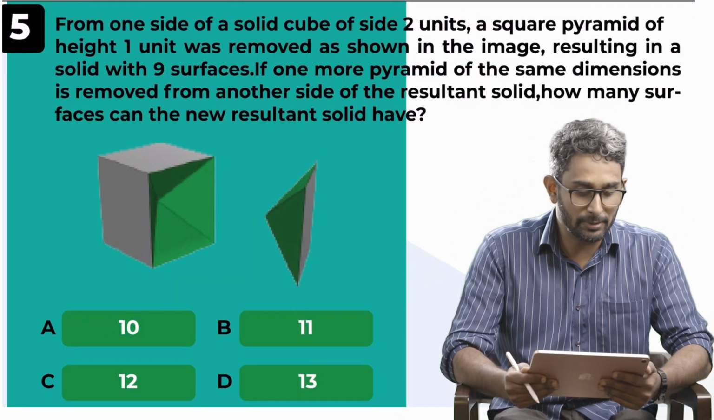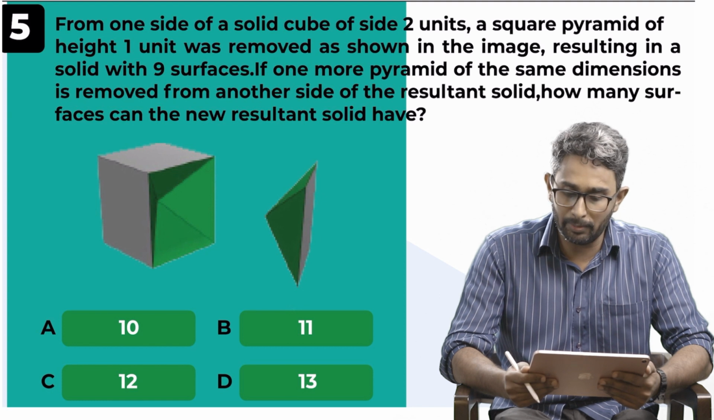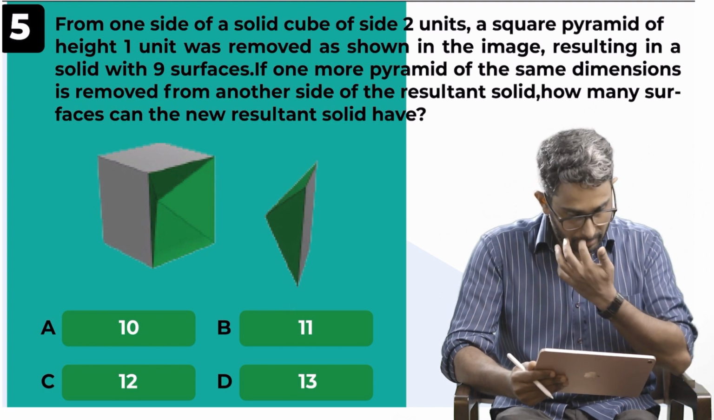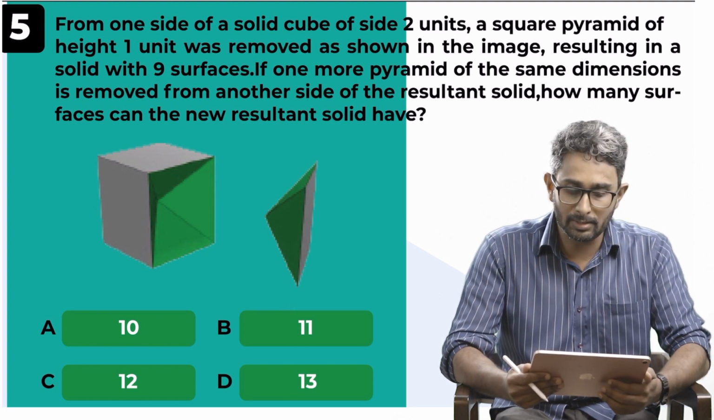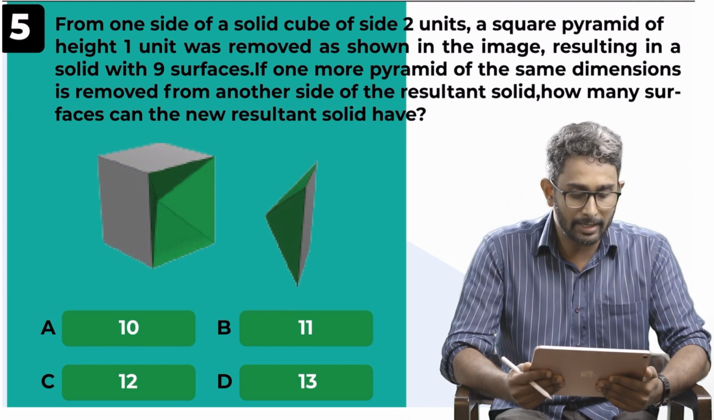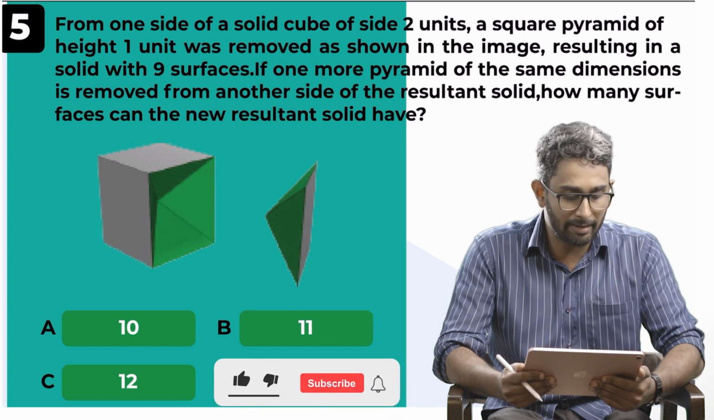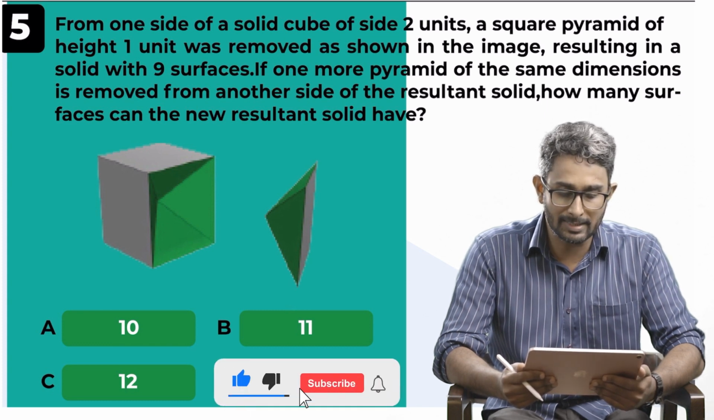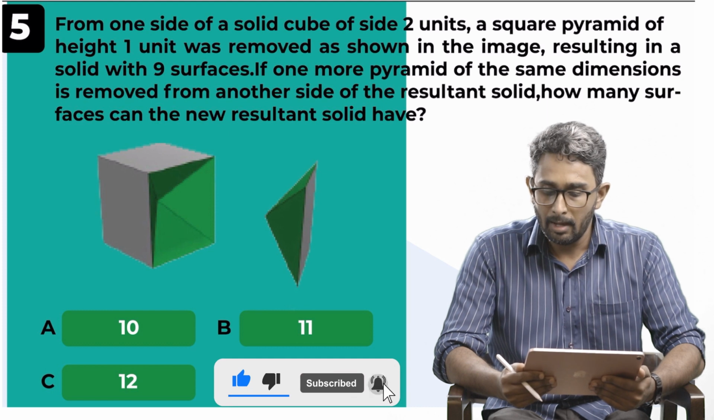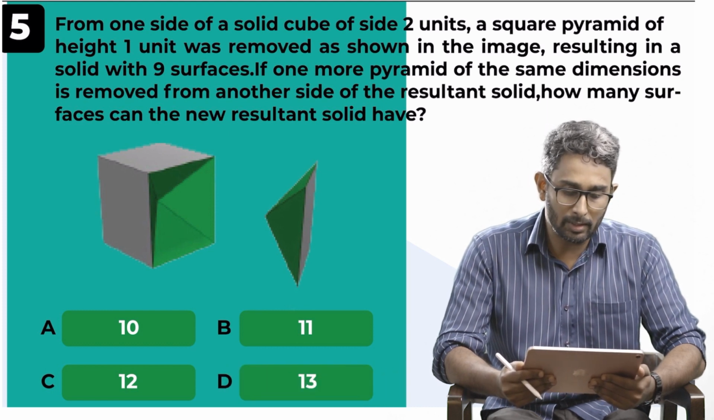Let me read the question for you. From one side of the solid cube of side 2 units, a square pyramid of height 1 unit was removed as shown in the image, resulting in a solid with 9 surfaces. If one more pyramid of the same dimensions is removed from another side of the resultant solid, how many surfaces can the new resultant solid have?